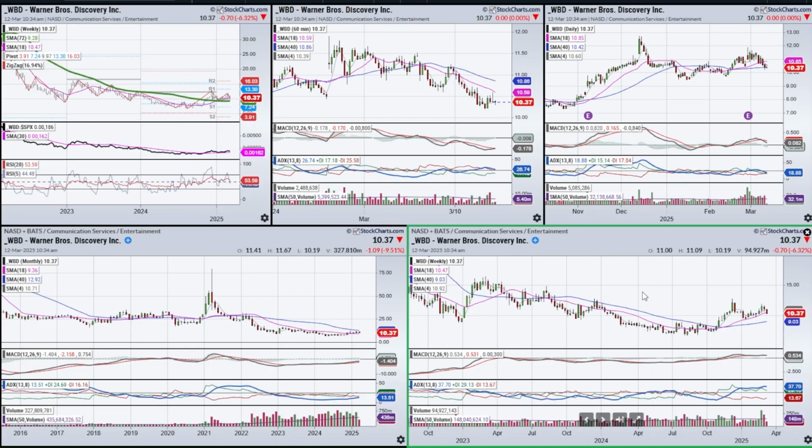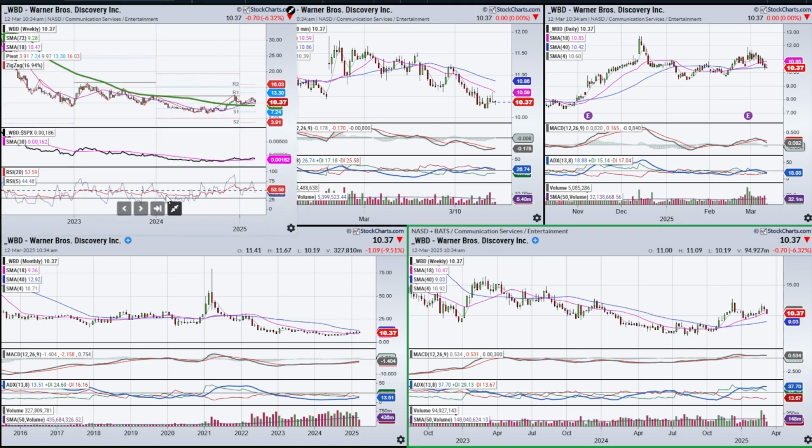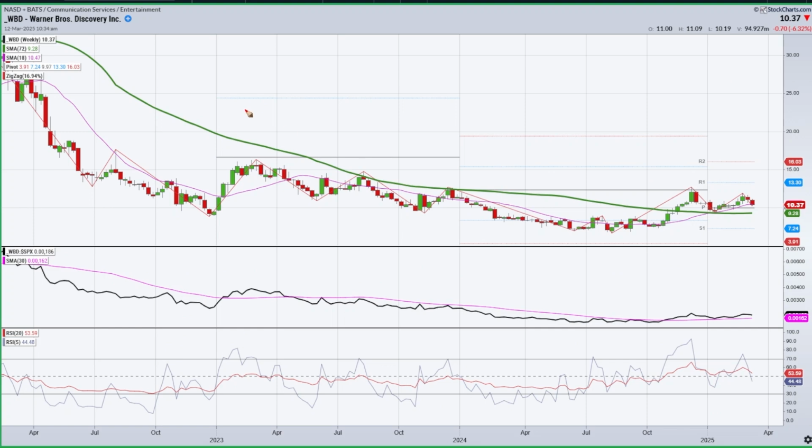Warner Brothers is another one that I think is showing signs of improvement. Now, this chart actually shows probably the best characteristics. You can see this green line that represents the 18-month. We failed at the 18-month here, we failed at it here, and then we got through it here.